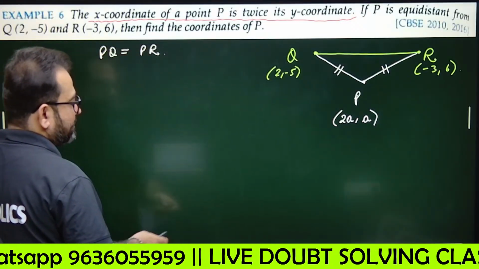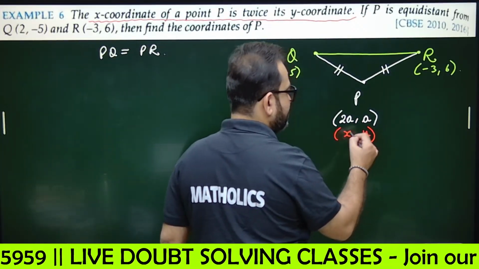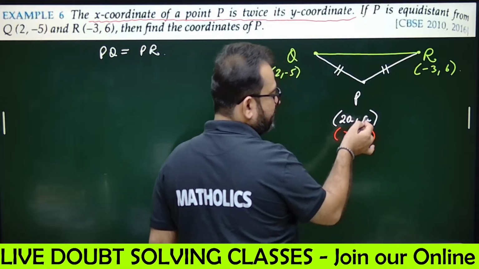This is X coordinate actually, and this is Y. X is double of Y. Can you see this is A, this is 2A. Done.